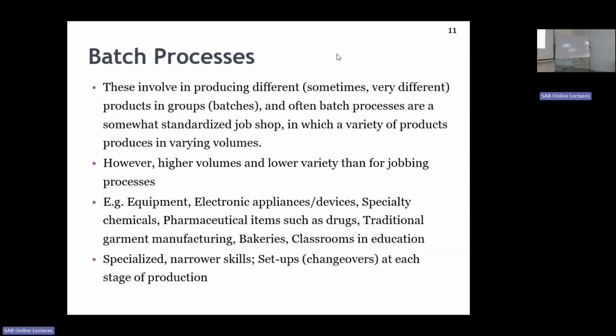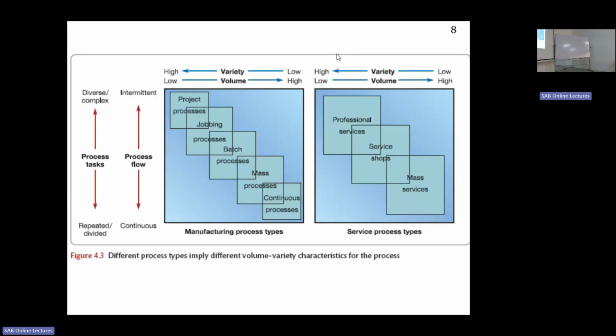Moderate variety means variety is lower than jobbing and higher than mass production. Because it's in between these two, the variety is lower than jobbing but higher than mass processes. So a few items, a few varieties, can be produced using batch production. Great. What else? How about the volume? That is also moderate.